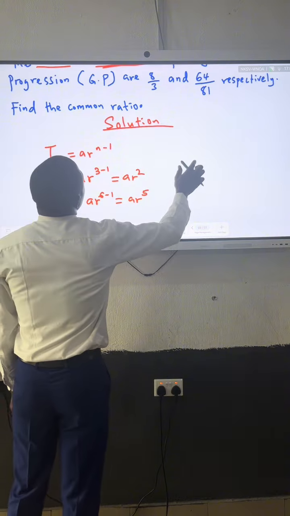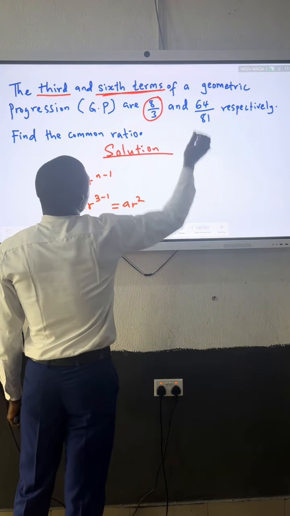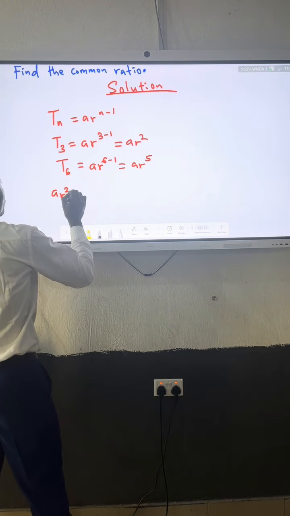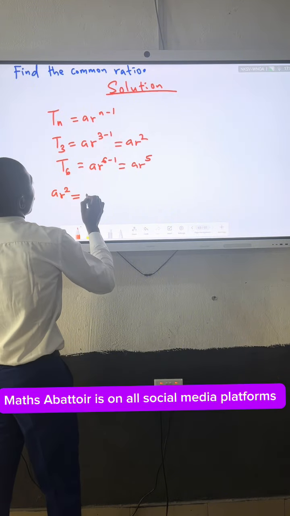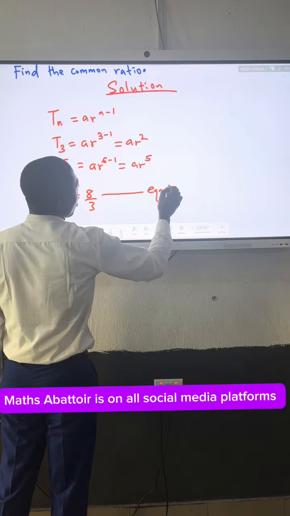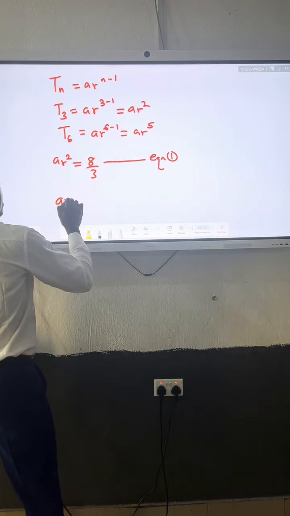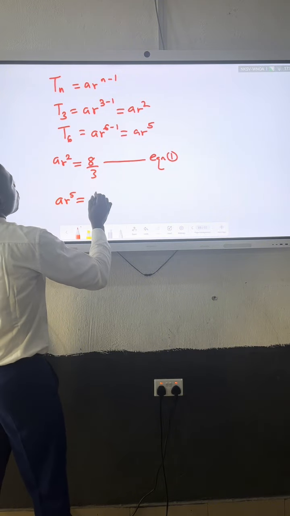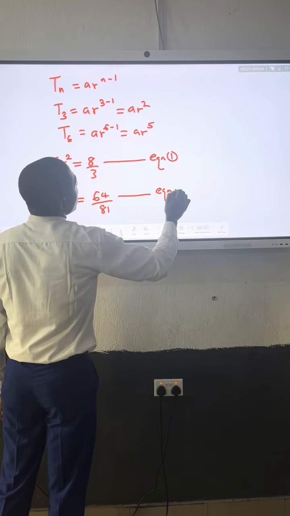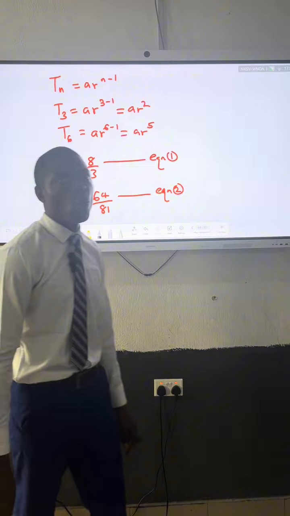Okay? Now, if you check very carefully, they said the third term is this one, while the sixth term is the other one. So we're going to do AR raised to power 2 is equal to 8 over 3. You can call it equation 1, short form of equation. And then the next one, we have AR raised to the power of 5 is equal to 64 over 81. You can call this one equation 2. This EQN is a short form of equation.